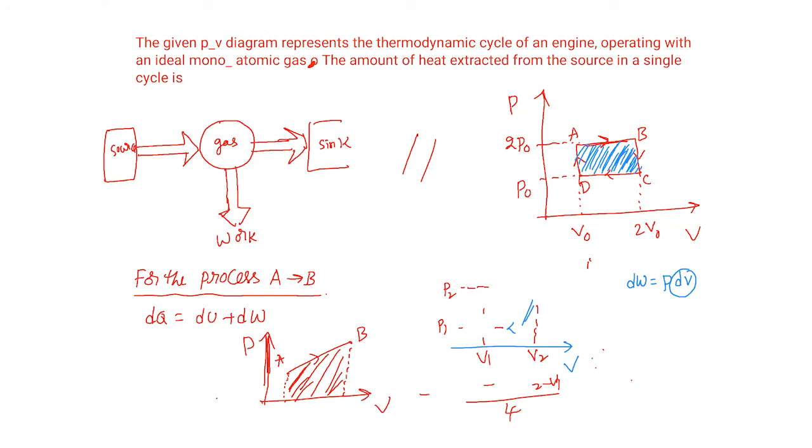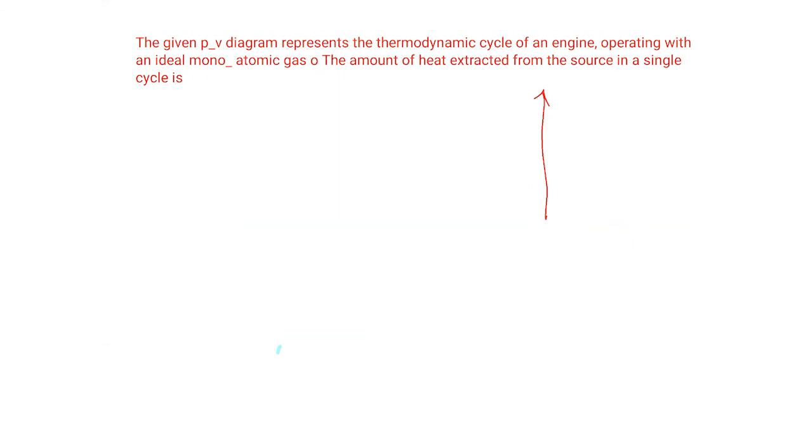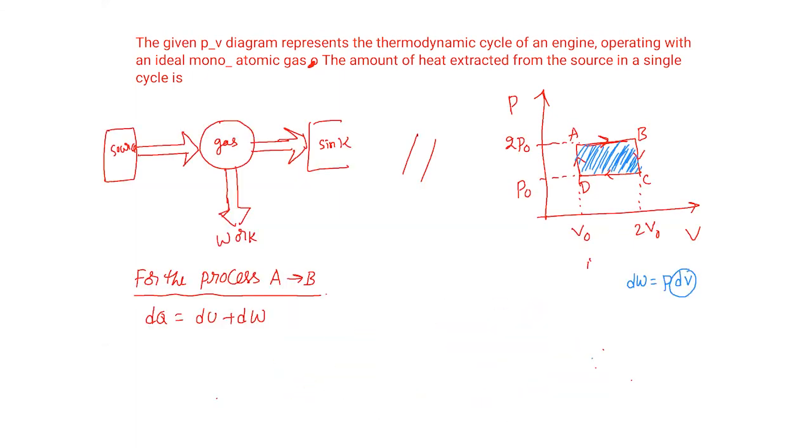I'll give one more example. I have a process. This is the PV diagram. I have a process like this. Now, how do you calculate the work done?